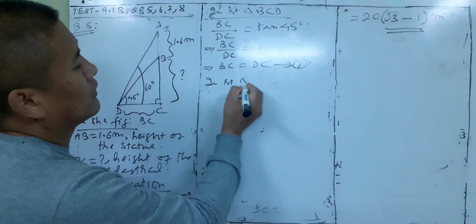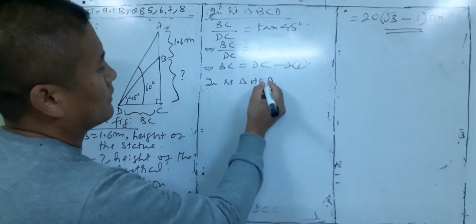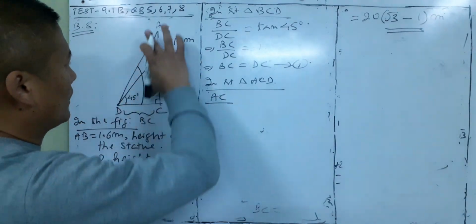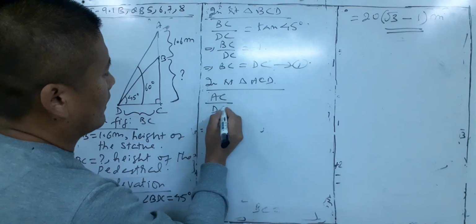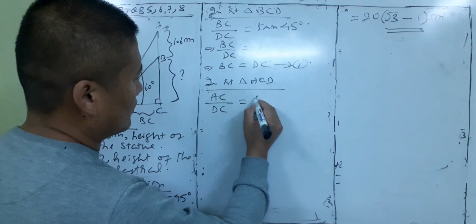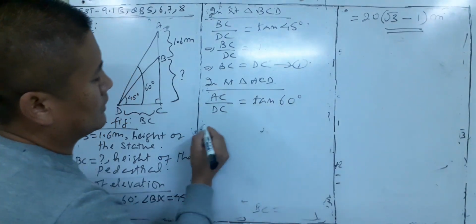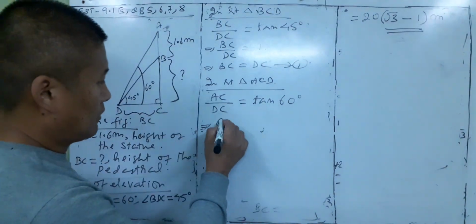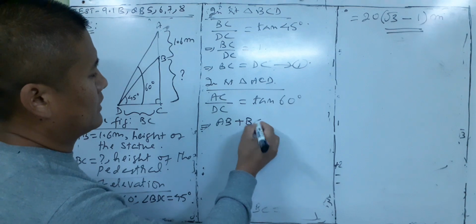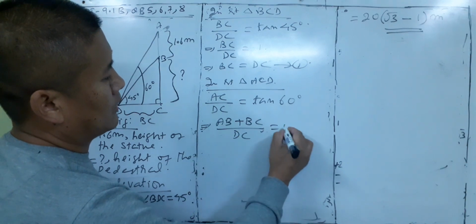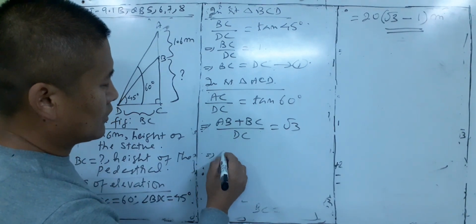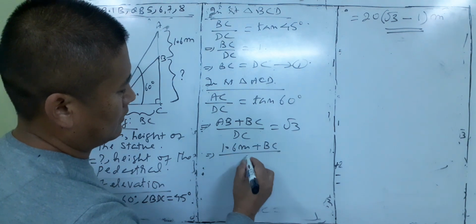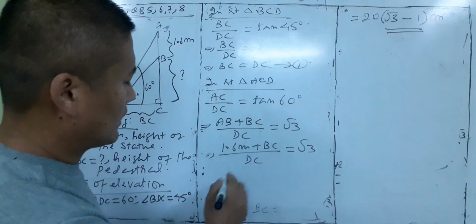In the right triangle now, the big one, ACD, the big one, AC, the tall structure, the whole thing, statue plus pedestal, by DC is opposite by adjacent, so tan, this time 60 degree. Now very clearly you can see AC can be broken into AB plus BC by DC. Tan 60 is root 3. Continue doing it. AB is 1.6 meter plus BC by DC, root 3. Just keep on doing it.